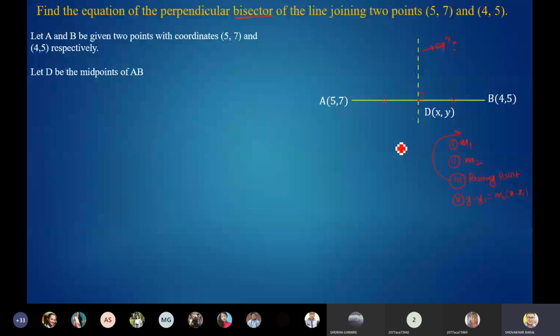So let D be the midpoint of AB. Then the coordinates of D are (5 plus 4)/2 and (7 plus 5)/2, because this is the midpoint of AB. D is the midpoint, it is already stated here. So I'm using the midpoint formula. It will be equal to 9/2, 6.